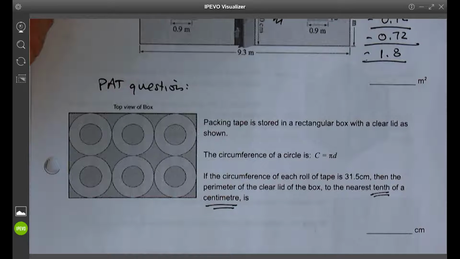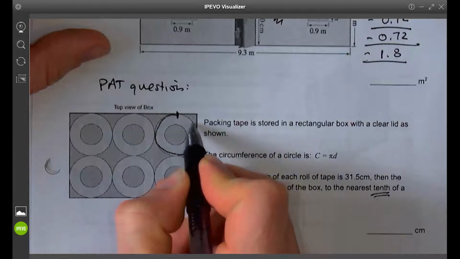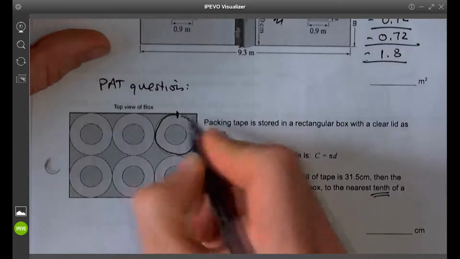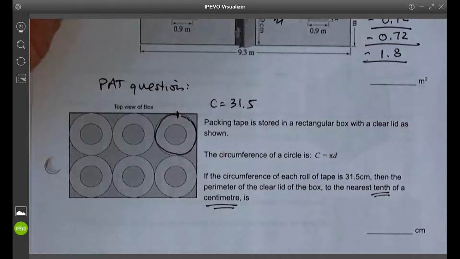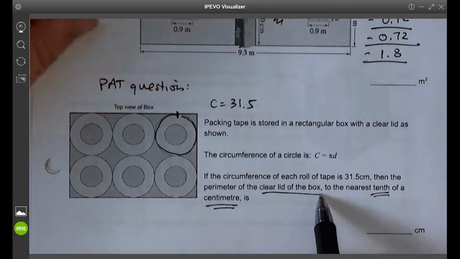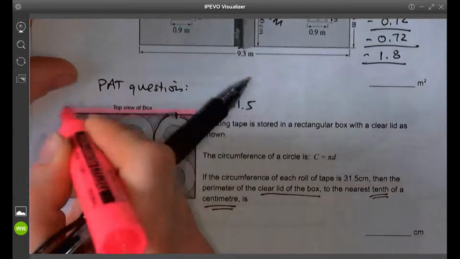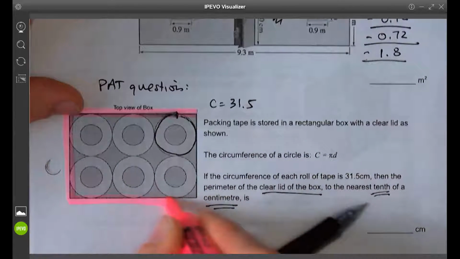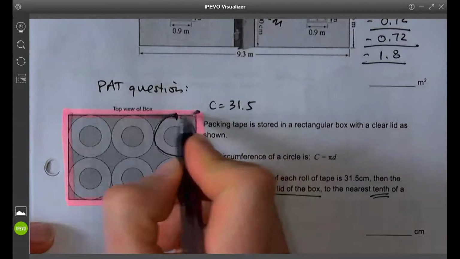Circumference of a circle. So what do I need? If the circumference of each roll of tape is 31.5, that means the distance all the way around here is 31.5. Circumference equals 31.5. It's saying, then what's the perimeter of the lid of the box? If that is 31.5, what is this perimeter all the way around here? Wow, what an interesting question. Okay, starting here, what's the distance all the way around?